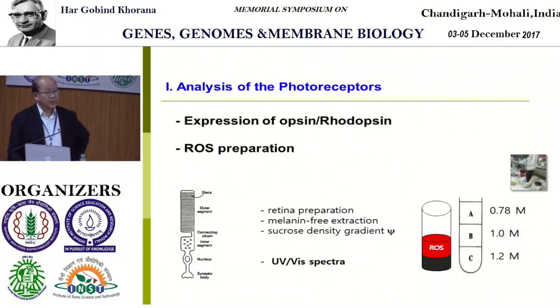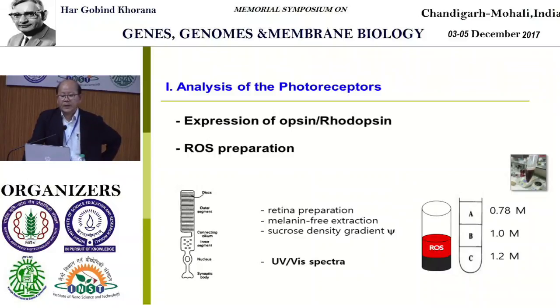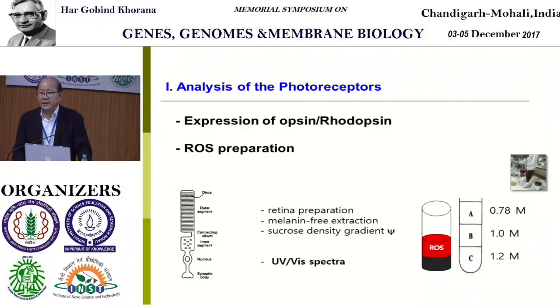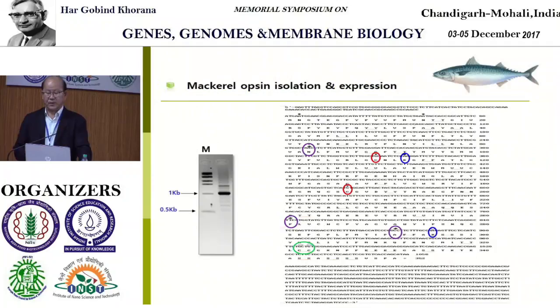So this is one of the results. The photoreceptor analysis can be done like in bovine rhodopsin, which we did in Govin's lab. One thing we can do is to express opsin and regenerate rhodopsin, and then we can examine the spectral characteristics. Another way is to purify the isolated rod outer segment and then check the spectral characteristics. So this is one of the results.